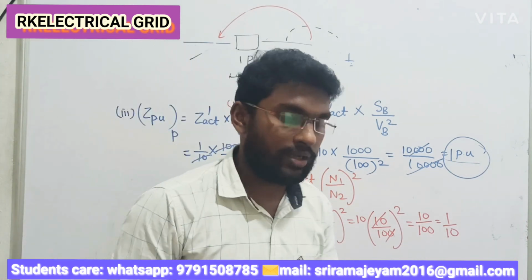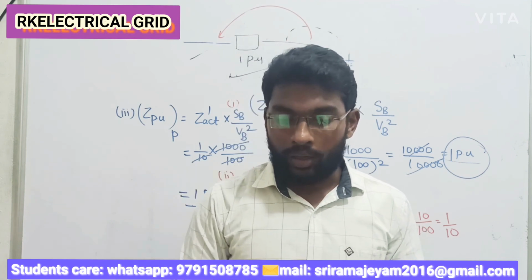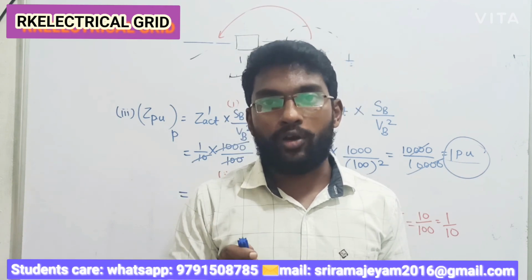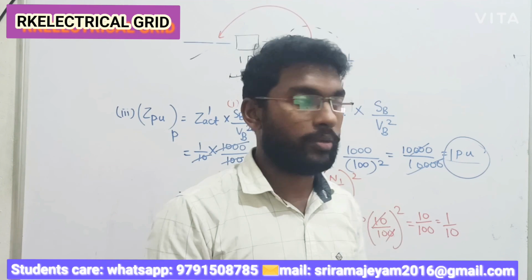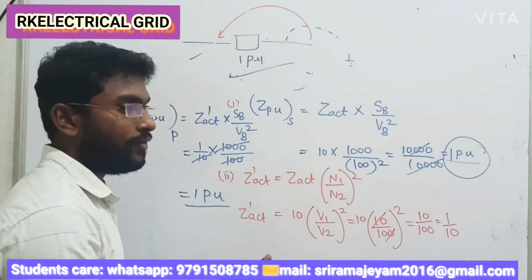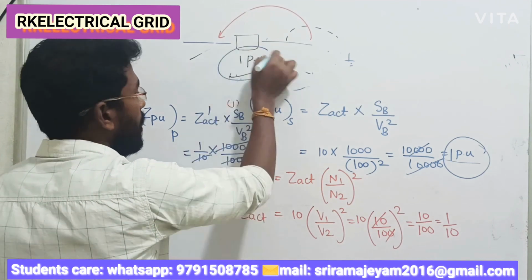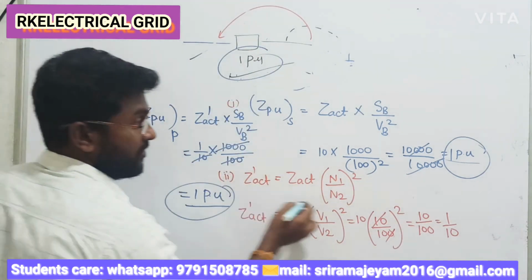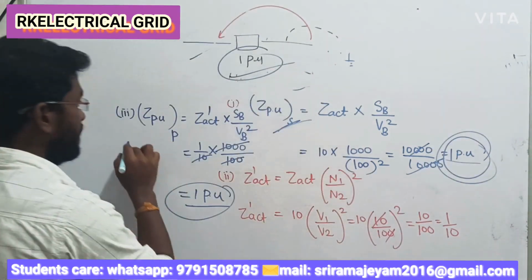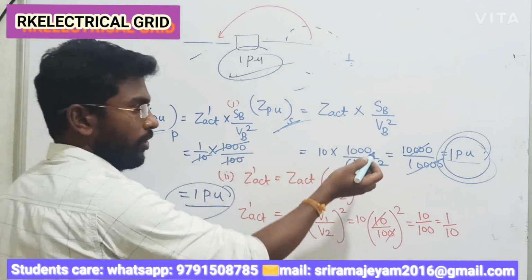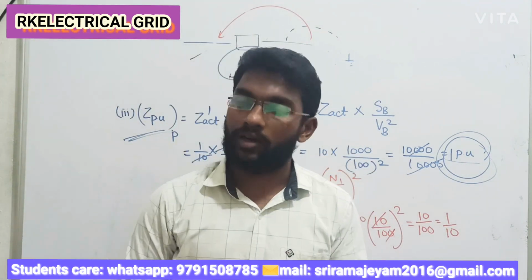So what is the conclusion? In per unit, the value of the per unit in a power system, especially in a transformer, the per unit value of the transformer will remain the same on both the primary and the secondary side. The per unit value of the transformer will remain the same on both the primary and secondary side. Clear? Don't forget, very important, because you can expect some theoretical question. That's all.